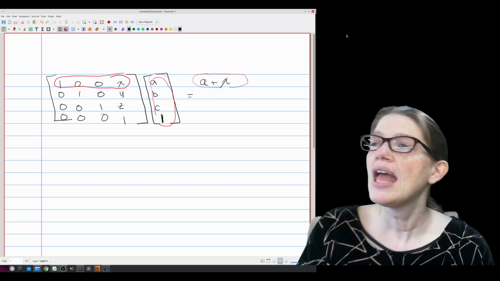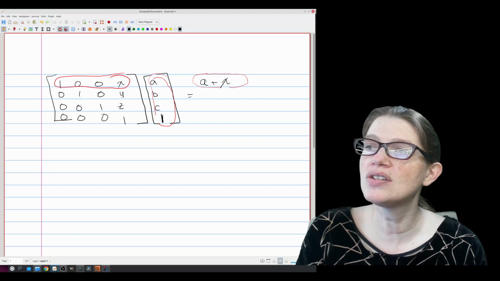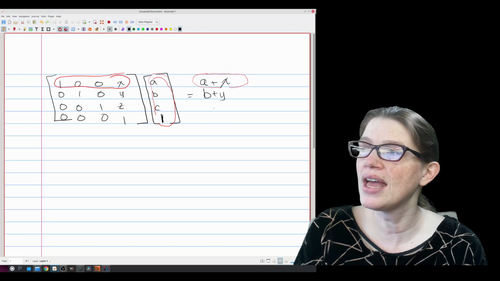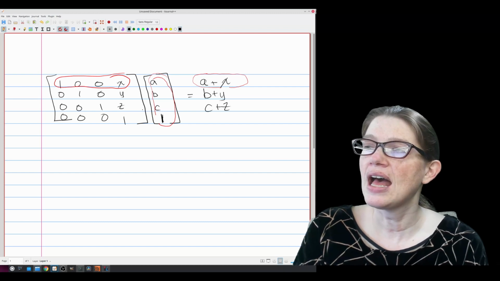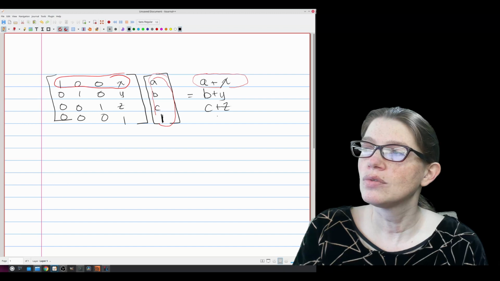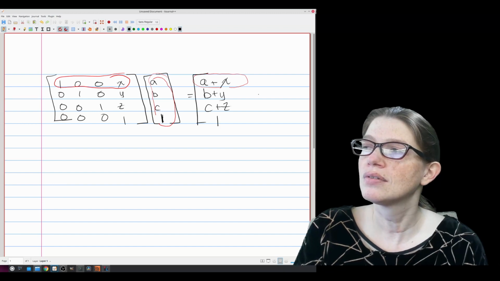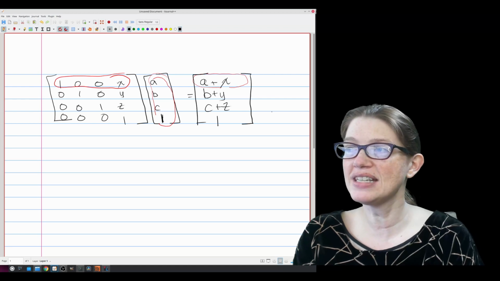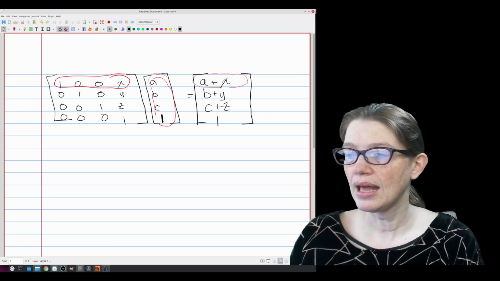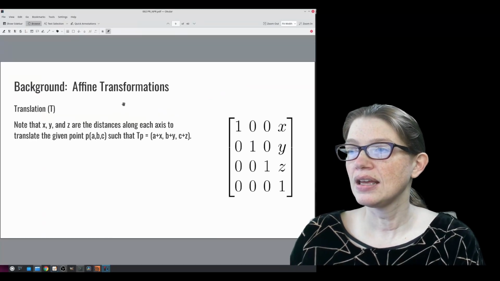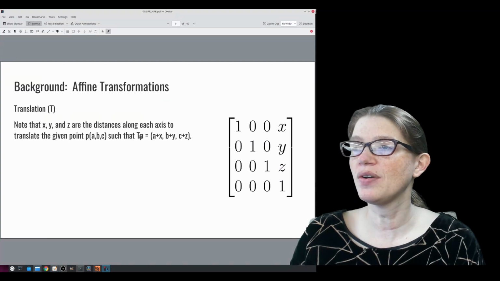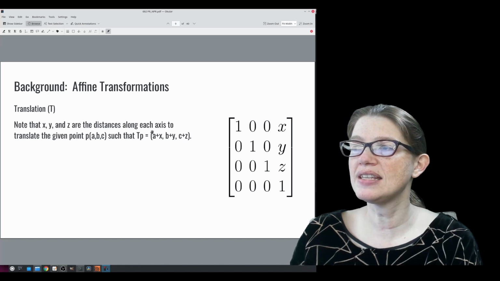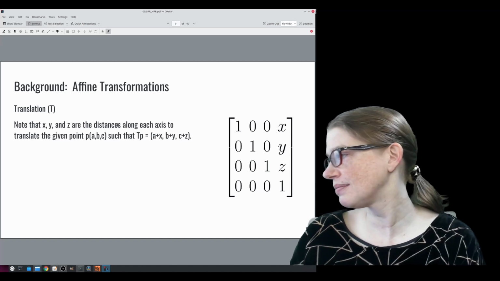And then I can continue this, so now I'm going to do the second row times this column. So I get b plus y and c plus z, and then we get 1. There we go. So that's how that point of infinity helped us perform this translation. And that is how I got this result right here. So if P is the point ABC and this is our translation matrix, that is the translated point.